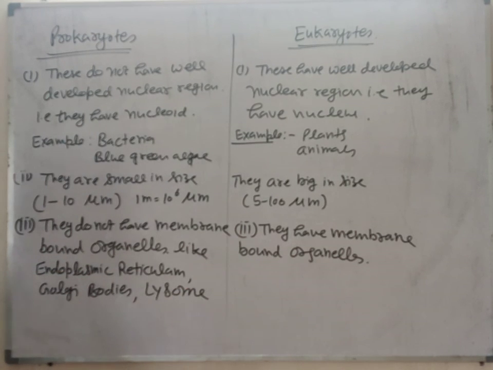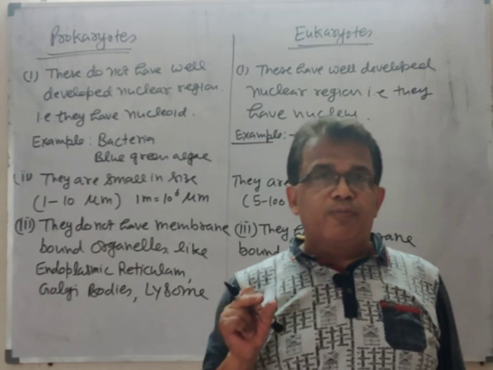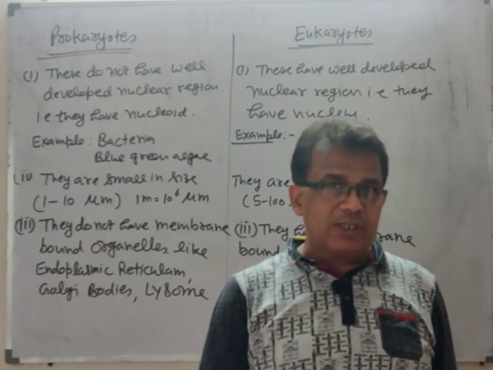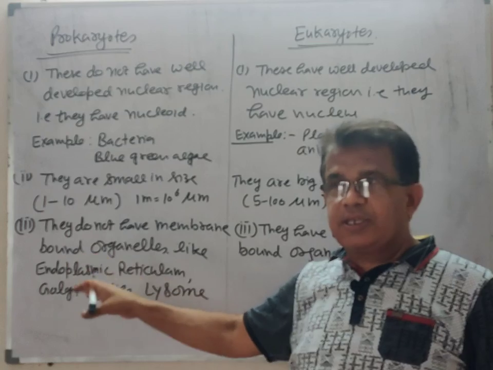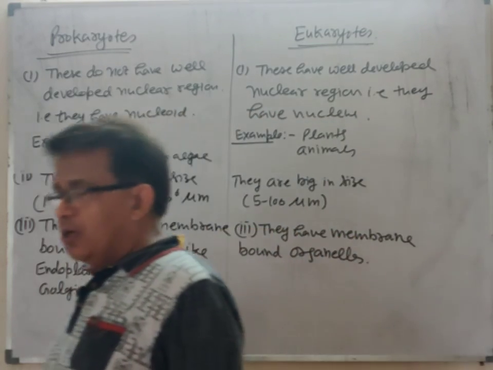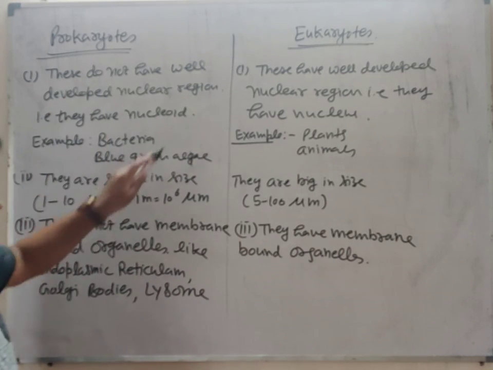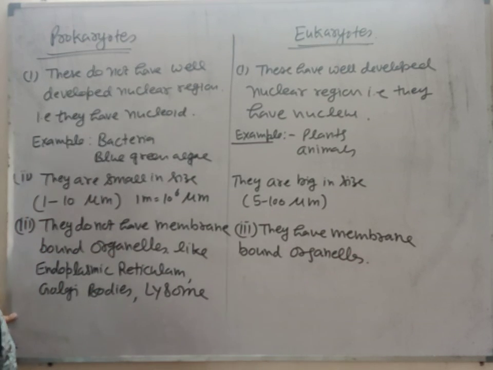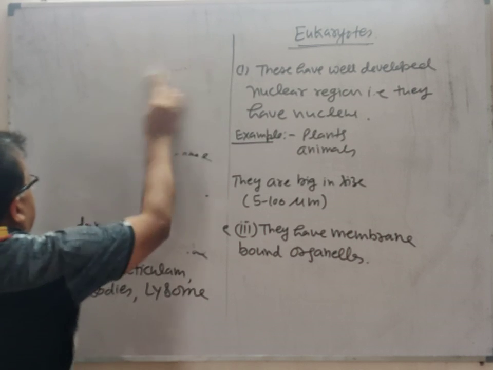So there are two types of the cellular organism, prokaryotes and eukaryotes. Prokaryotes have prokaryotic cell, eukaryotes have eukaryotic cells. These are characters of prokaryotes as well as prokaryotic cell. These are characters of eukaryotes as well as eukaryotic cell. Both are difference between prokaryotes and eukaryotes. Now I shall draw diagram of prokaryotic cell.